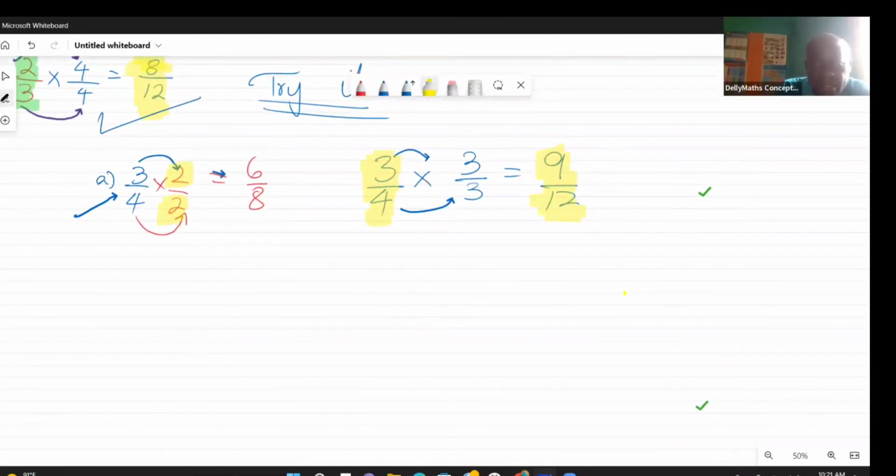Let us go again, still using 3 over 4. We could have multiplied by 5 at the top, 5 at the bottom. 3 times 5, 15. 4 times 5, 20. Still equivalent, we're good.